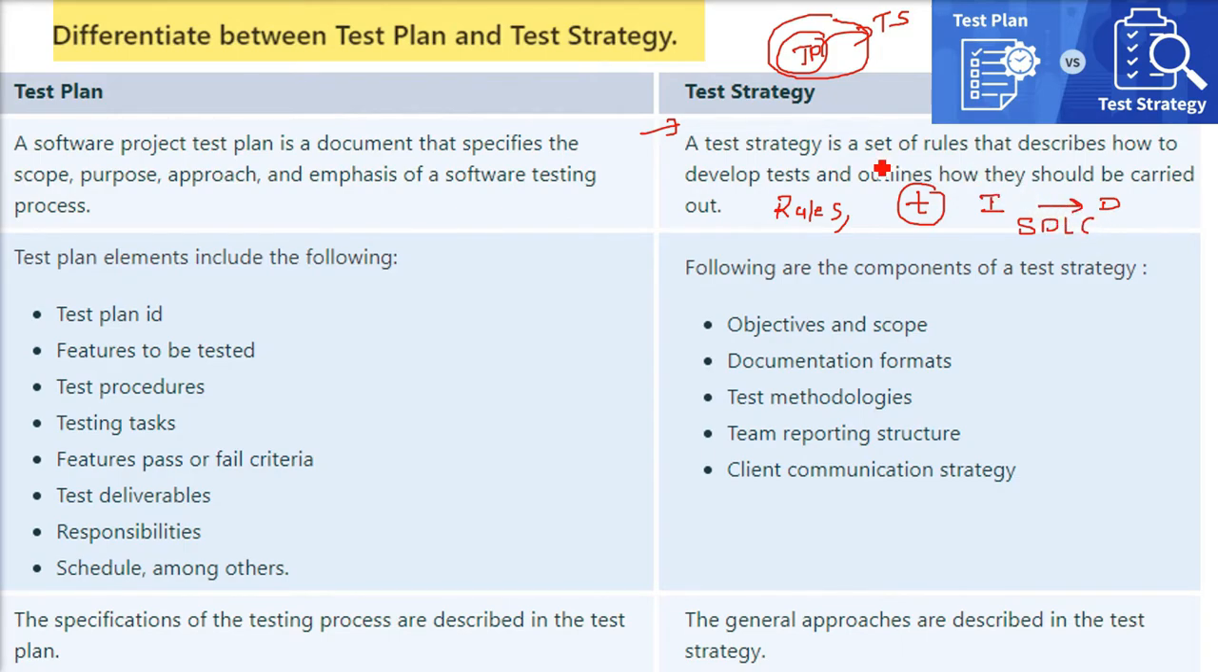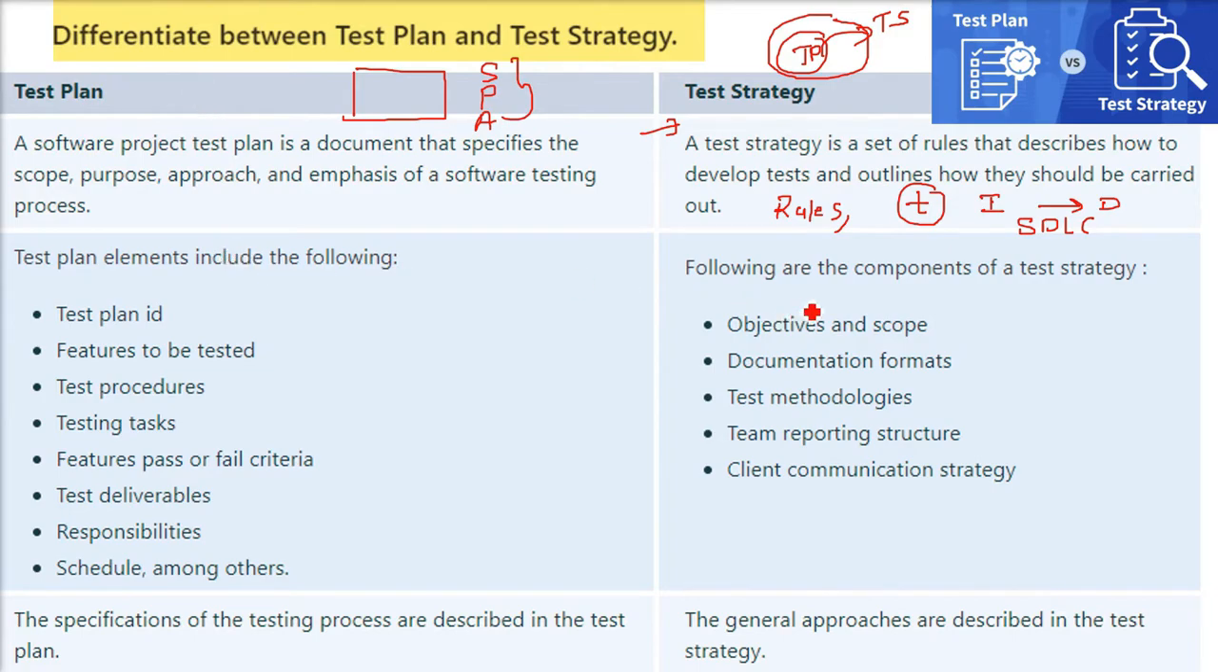The test plan, a software project test plan, it is a document. And it specifies what? It specifies the intricacies. Even the scope, purpose and approach is there, but more emphasis is on the software testing actual process.